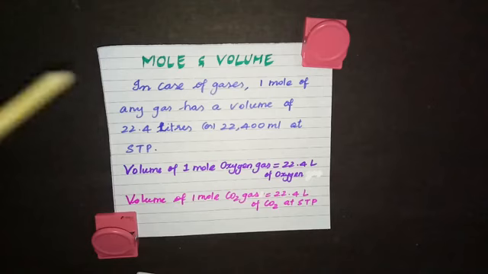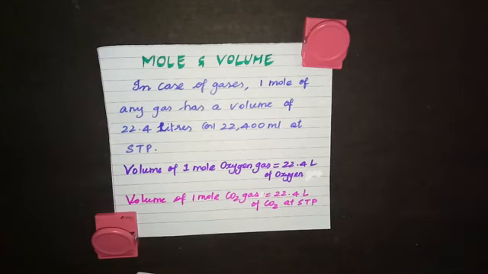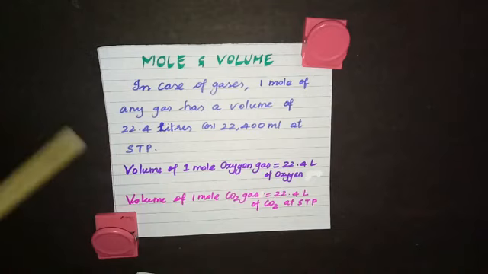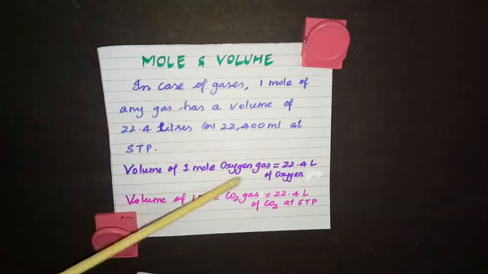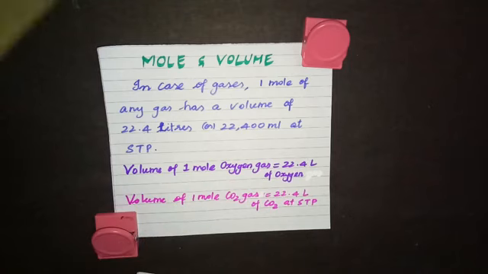So when you take 1 mole of any gas, no matter what gas you take, that will always occupy how many liters? 22.4 liters. Say for example, volume of 1 mole oxygen gas will be equal to 22.4 liters of oxygen, and volume of 1 mole carbon dioxide gas will be equal to 22.4 liters of carbon dioxide gas at STP.